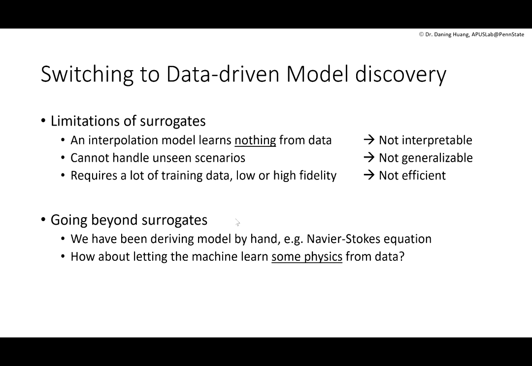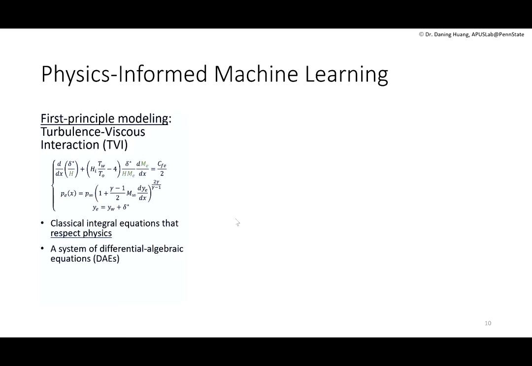How about now let the machine learn some physics from the data, or learn some physics that can be used to generate a model, and use such a model to predict our physical response. So this is our trial for the hypersonic problem. We started with a first principle modeling called the turbulence viscous interaction model. This is actually a very classical model from the 1970s.